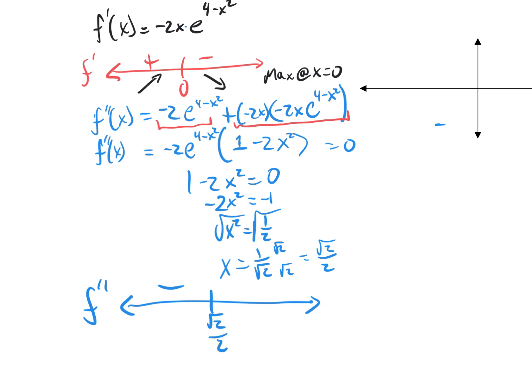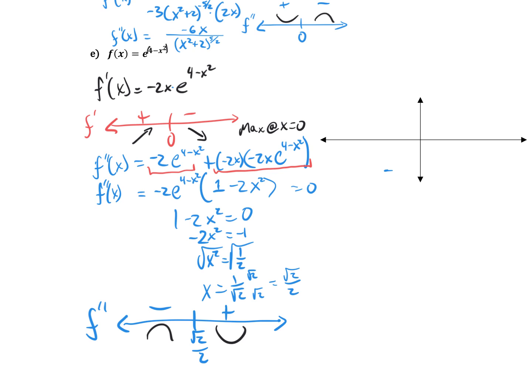When you plug in 1, we get 4 minus 1 squared, which is 4. So this is always positive. So negative 2 out here, so negative. Plug in 1 here. We get 1 minus 2 times 1, which is negative. So we get negative times negative, which is positive. So what that means is we've got concave down and concave up.